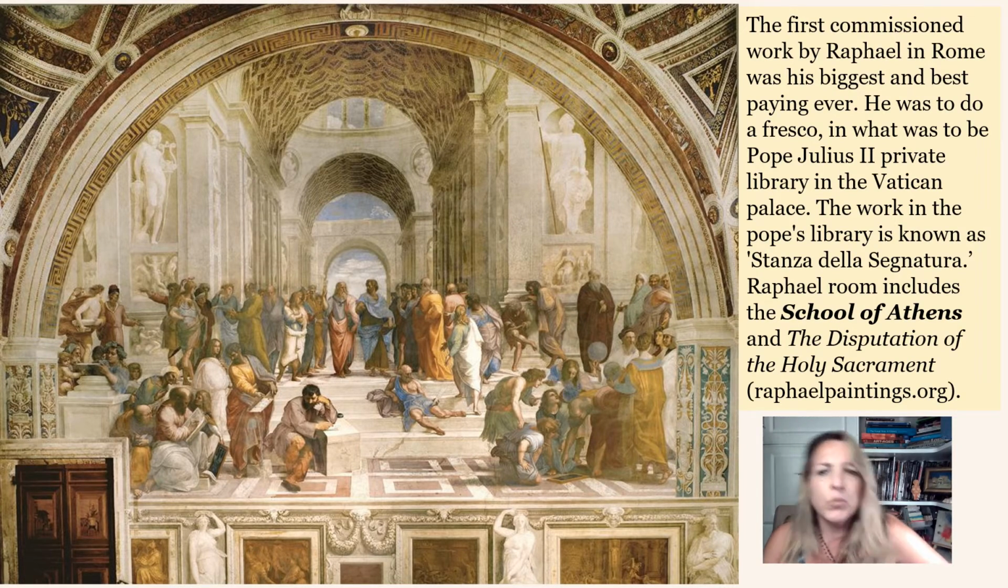The first commissioned work by Raphael in Rome was his biggest and best painting ever. He was to do a fresco in what was to be Pope Julius II's private library in the Vatican Palace. The work is in the Pope's library and is known as the Stanza della Segnatura. And this room, this large alcove, is called the School of Athens. And it's, again, one of his most famous works.